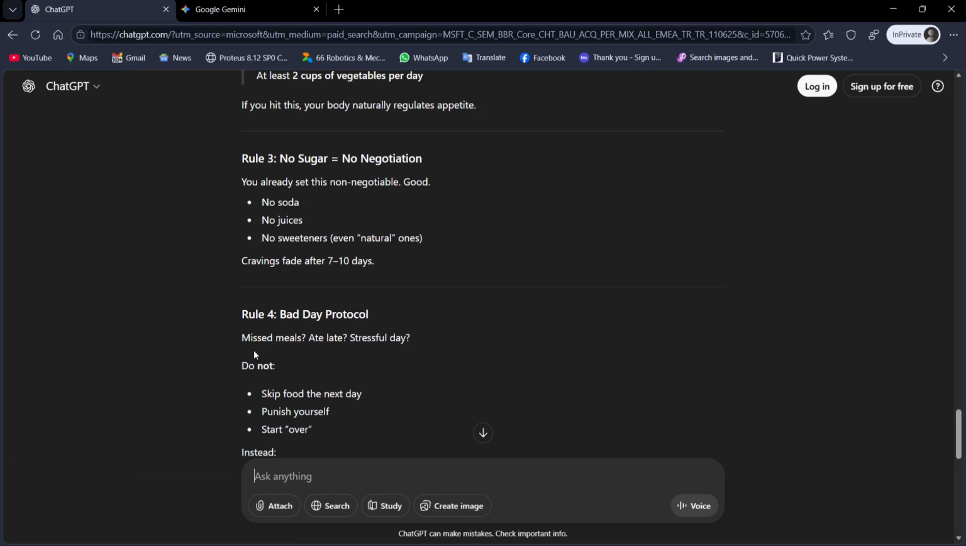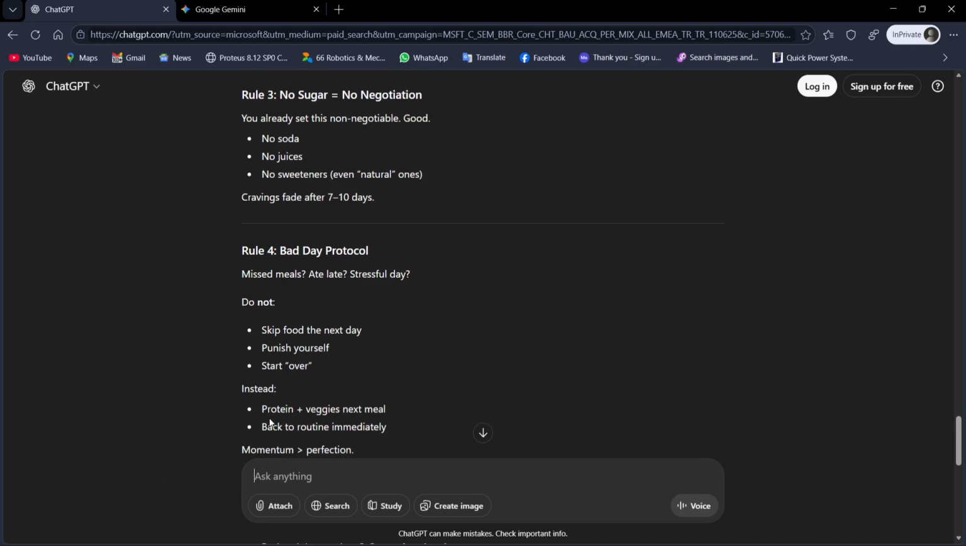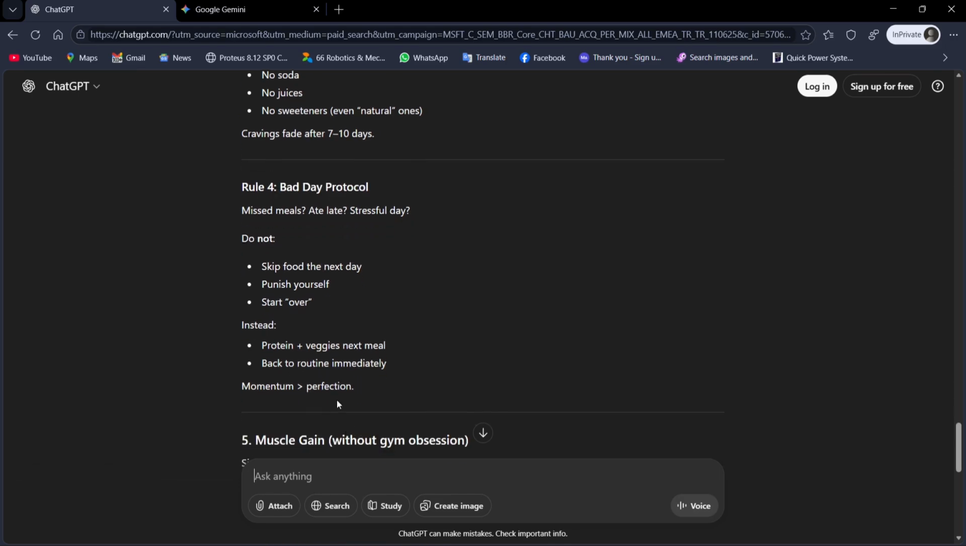Then rule 4: bad days protocol. So, for example, you miss meals, ate late, had a stressful day. Do not skip food the next day. Do not punish yourself. Do not start all over. Instead, protein plus vegetables next meal. Back to routine immediately. Momentum over perfection.